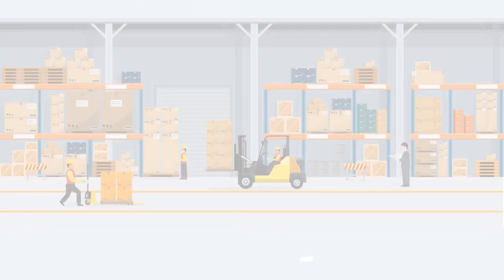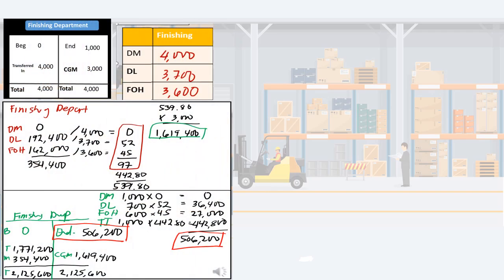Okay, so punta na tayo sa last department, which is the finishing department. So ito yung ating mga na-compute dun sa last video. So meron tayong T account for quantity, and we also have the equivalent unit of production, at the same time yung mga costs. So unahin ulit natin si quantity schedule.